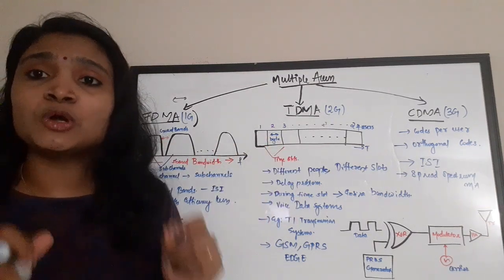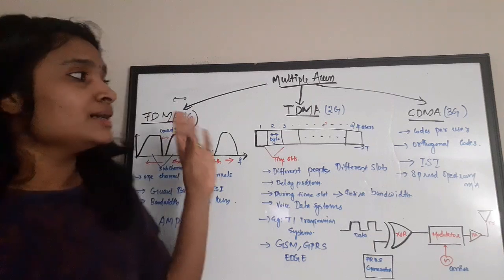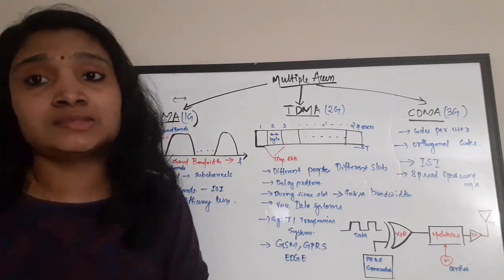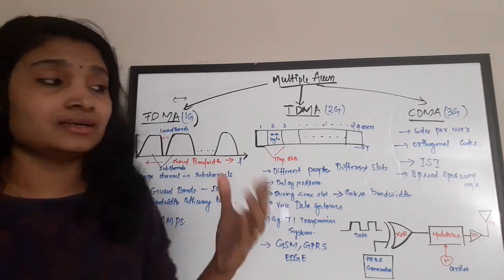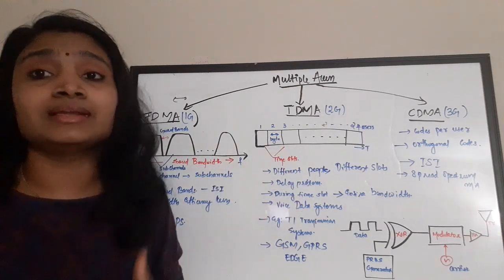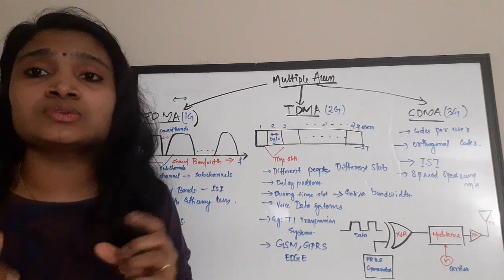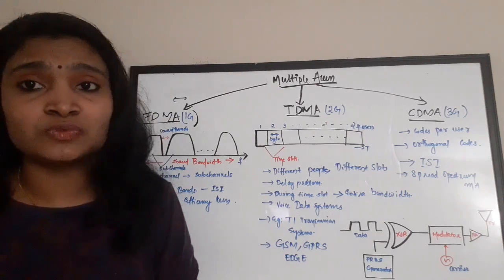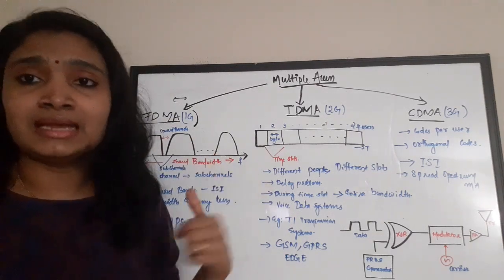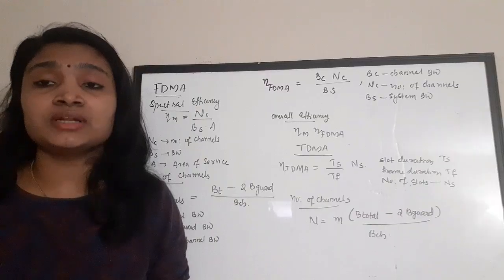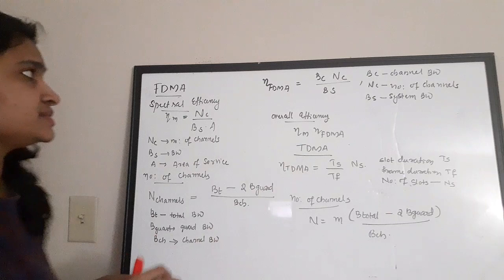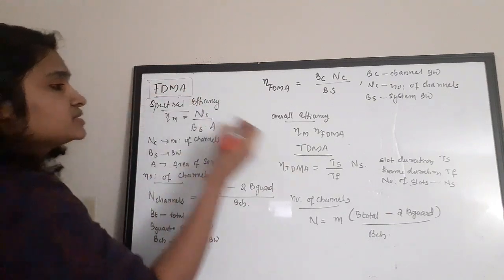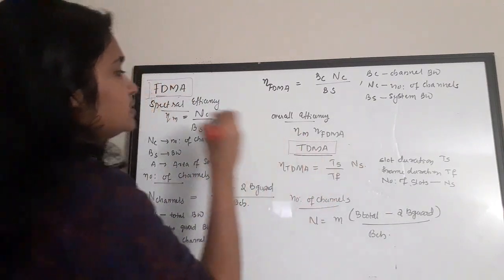Next, let's see the important equations for TDMA and FDMA based systems. Okay, because in competitive examinations, generally there can be theory questions, but there can be numerical questions also. So that's why I've included the important equations for TDMA based systems and FDMA based systems. So these are the equations for the TDMA system. These are some equations for the FDMA based system.